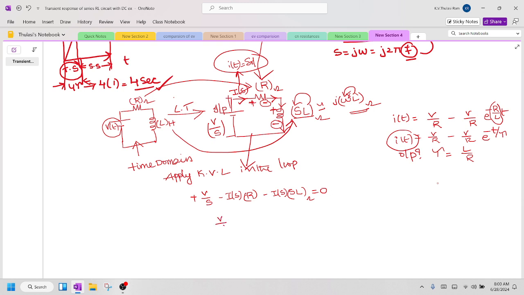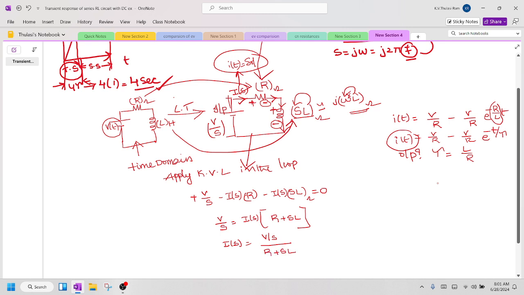So V by S is equal to, pulling all these negative terms to the right hand side, I of S into R plus SL ohms. But I require the expression of I of S. So how to find I of S? The expression of I of S we will get as V by S divided by R plus SL ohms.